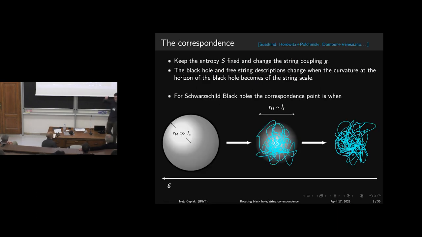So how do I convince you of that? I'm going to talk about the correspondence. Let's imagine that I start with my black hole and keep the entropy fixed, and I want to change the coupling G. What I want to say is, when do these two things change? I want to claim that these two things, a black hole and a free string, are actually descriptions of the same object at different values of the coupling G.